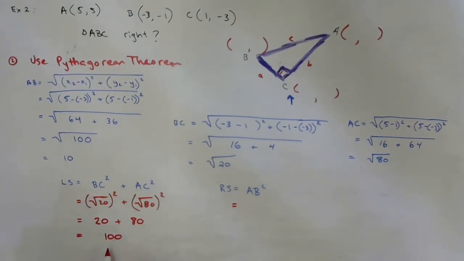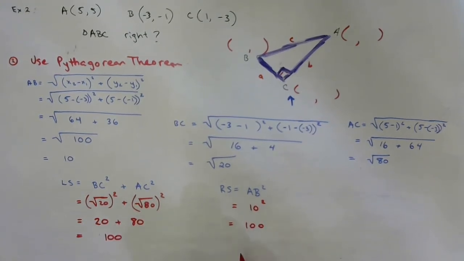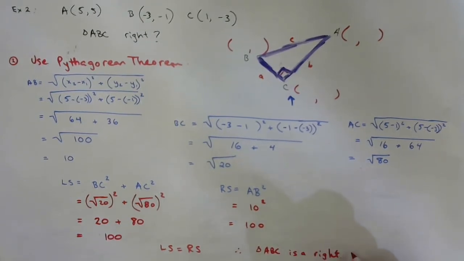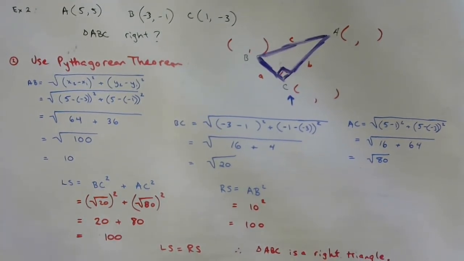Okay, so that's 100. Let's look on our right side. We've got AB squared. Well, that's going to be pretty easy since AB is 10 and we have 10 squared. We know that's 100. So I do have left side equals right side. Therefore, triangle ABC is a right triangle. If it were not a right triangle, Pythagorean theorem would not have worked out here.